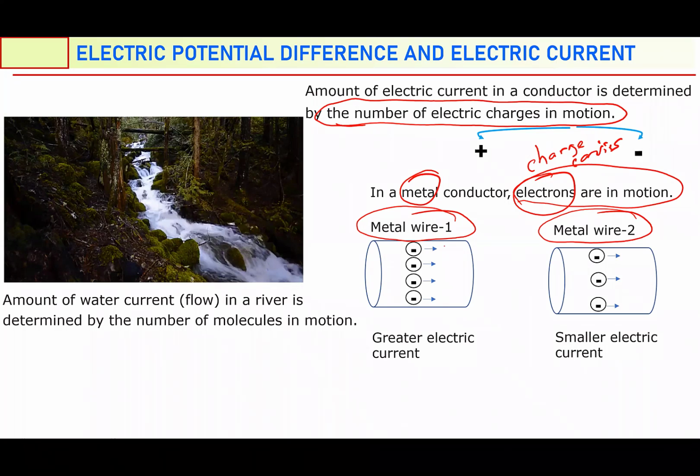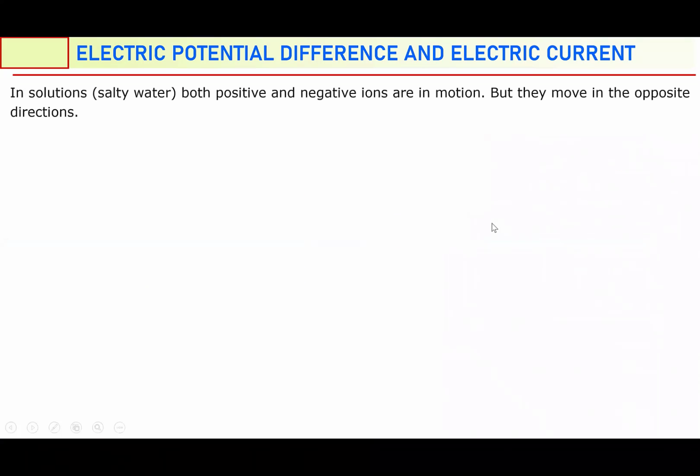All electrons are moving. Remember protons? I told you in the first lesson, protons are trapped inside the atom, inside the nucleus of the atom. They cannot move. Electrons are free to move from one atom to the next because they are in motion around the nucleus of the atom. But there are some other conductors, solutions. In chemistry, maybe you studied about them. Salty water, for example, is a solution.